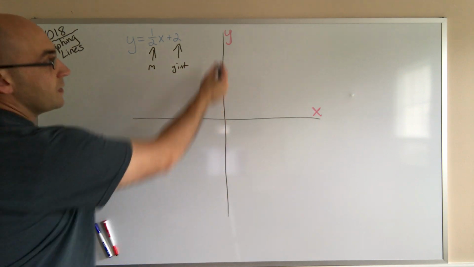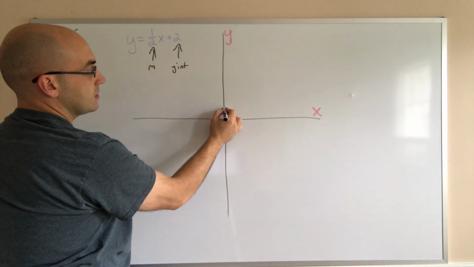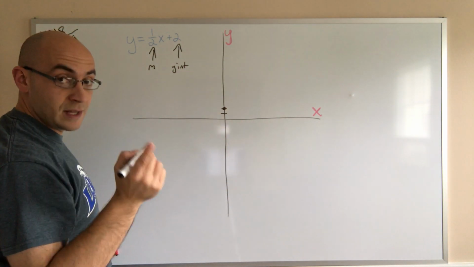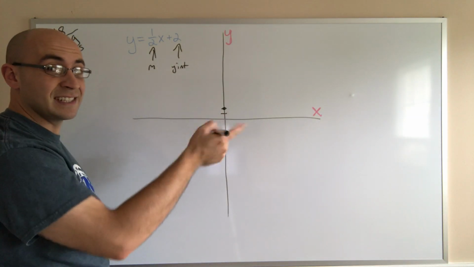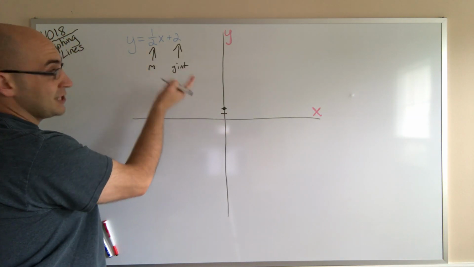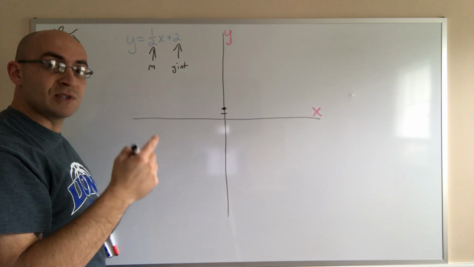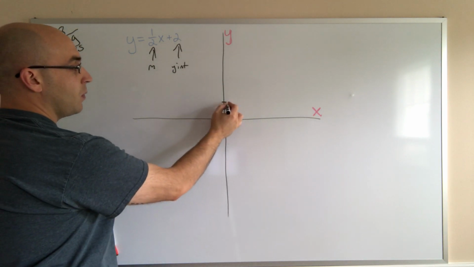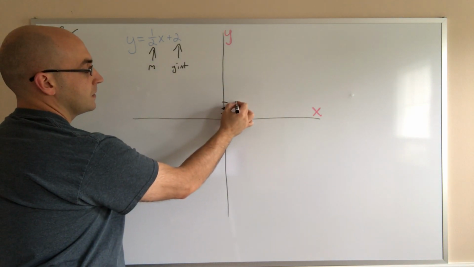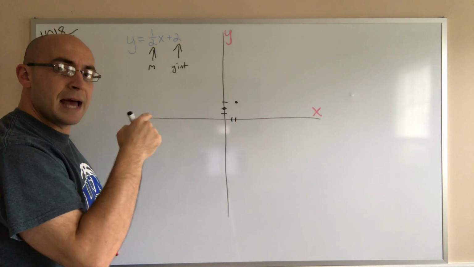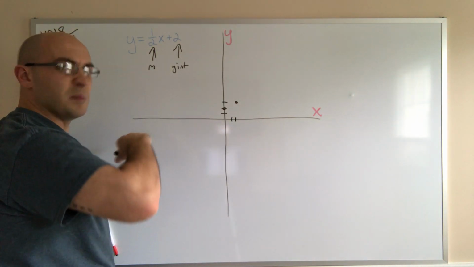Plus 2 means I'm going to find the y-axis, so I'm going to go up 2 units. Make a little dot, okay? Important that you make the point there, because that's the first point in graphing this line. Now I have the slope of 1/2, but remember slope is rise over run. So I'm going to go up 1 unit and right 2, okay? I can continue to do that in order to make a more complete line.